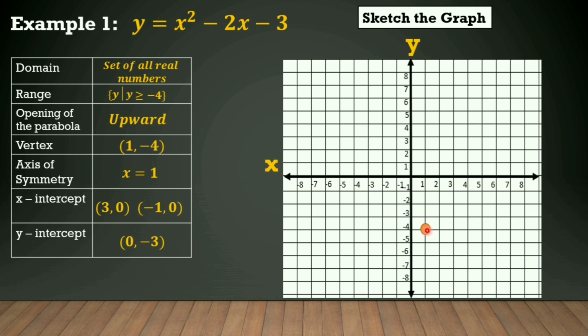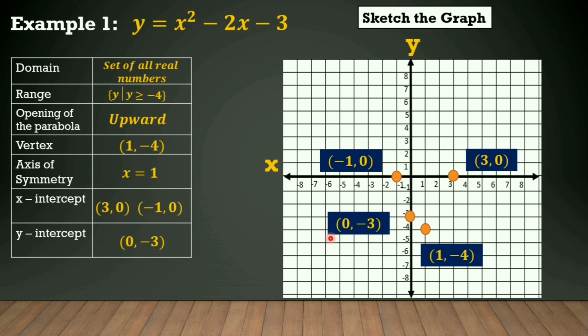Tapos, next naman yung x-intercept natin. Ito yung 3 and 0. Yung isa ay negative 1 and 0. Tapos, yung y-intercept naman natin na 0 and negative 3. So, ito yung y-intercept natin. Tapos, i-connect lang natin yung mga dot na yan. So, ito yung magiging graph niya. It's a parabola that opens upward.